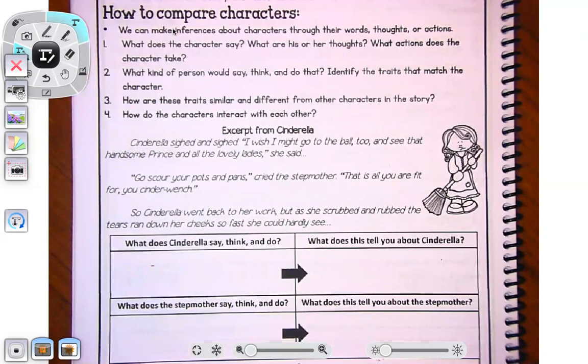Cinderella sighed and sighed. "I wish I might go to the ball, too, and see that handsome prince and all the lovely ladies," she said. "Go scour your pots and pans," cried the stepmother. "That is all you are fit for, you cinder wench." So Cinderella went back to her work, but as she scrubbed and rubbed, the tears ran down her cheeks so fast she could hardly see.